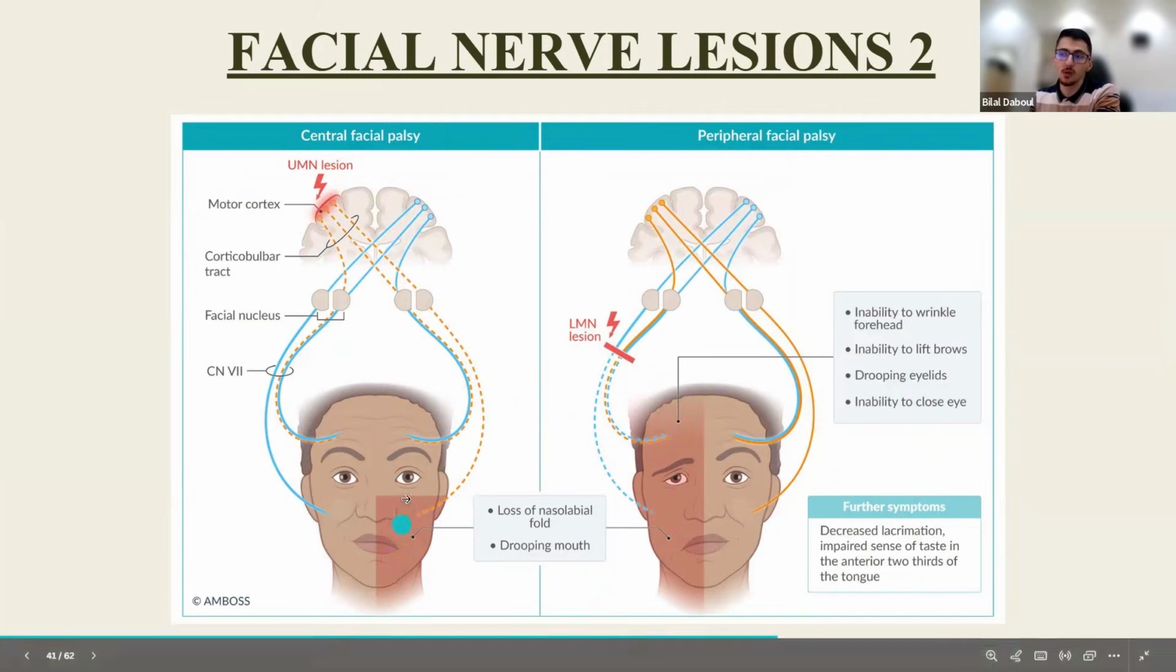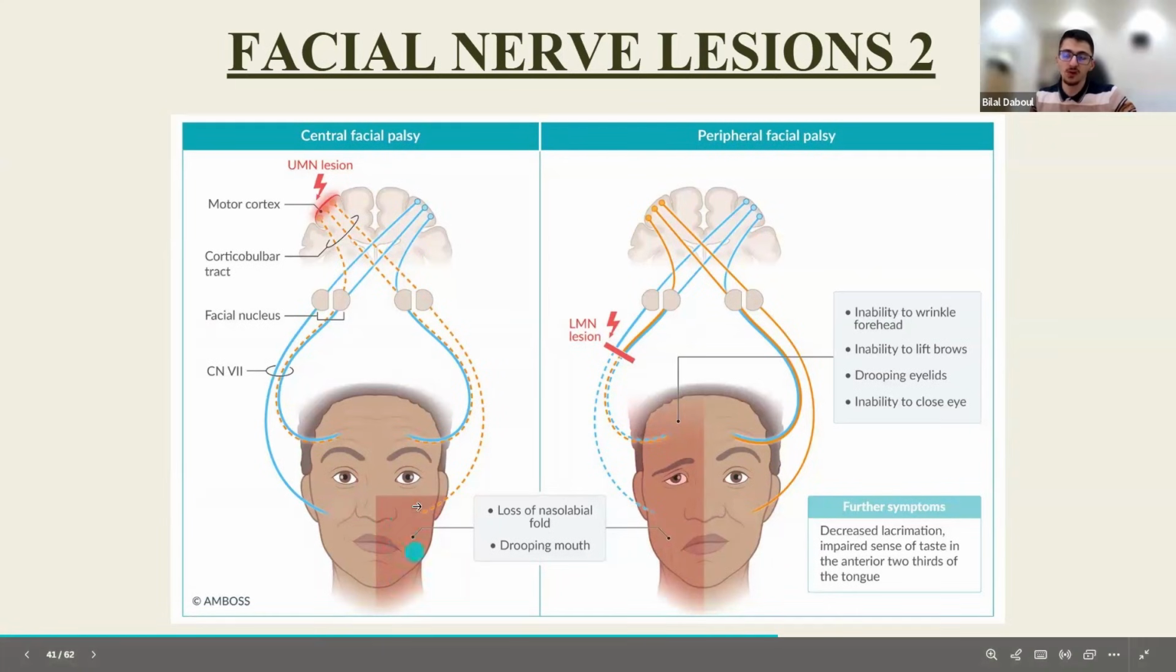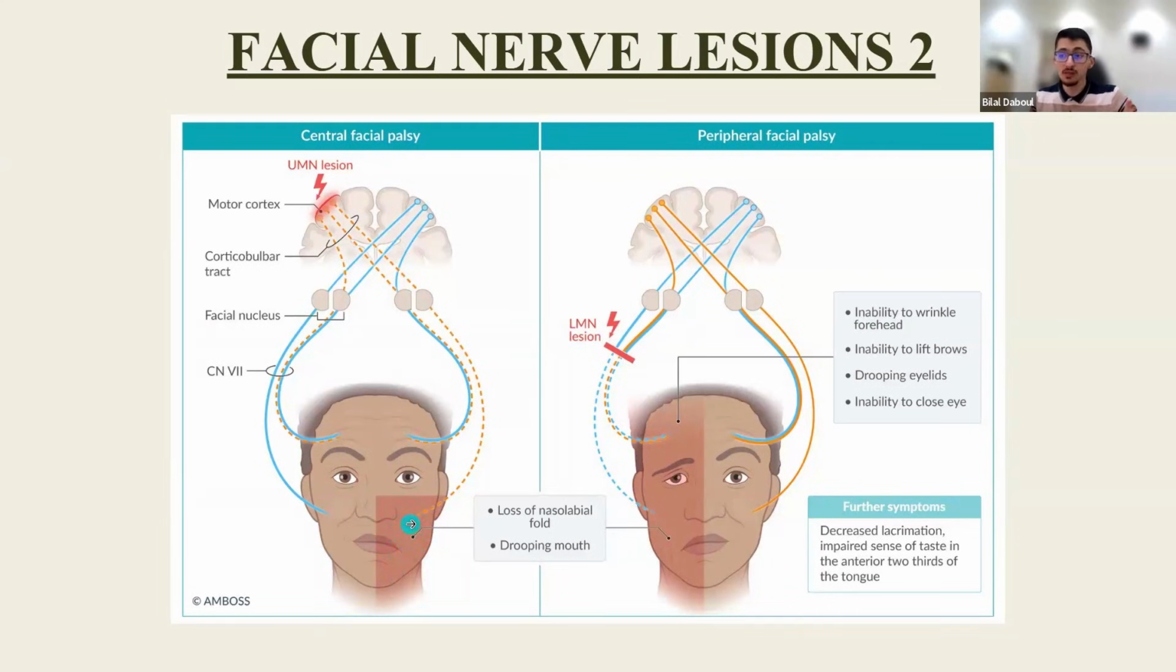It would be in the lower two-thirds or the lower half of the face. The lower half of the facial musculature is affected because the lower division of the facial motor nucleus is supplied only once. However, the upper division of the facial motor nucleus is supplied twice, so it still receives supply from this cortex.